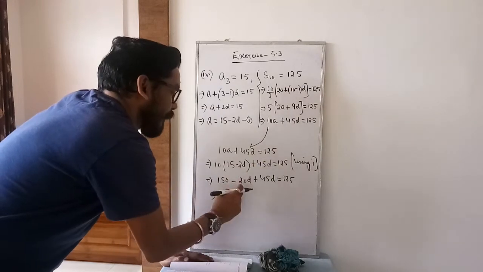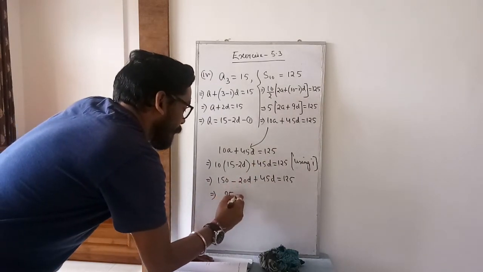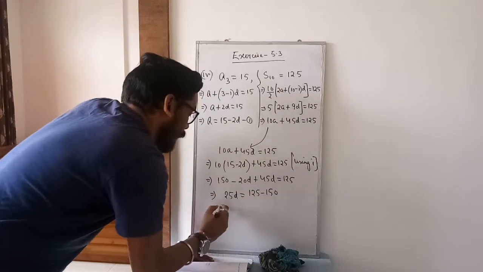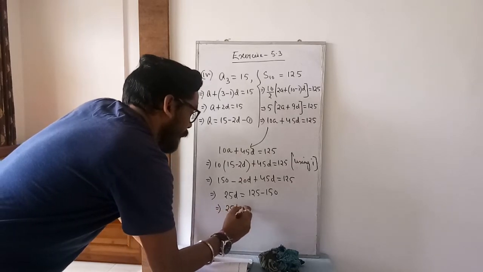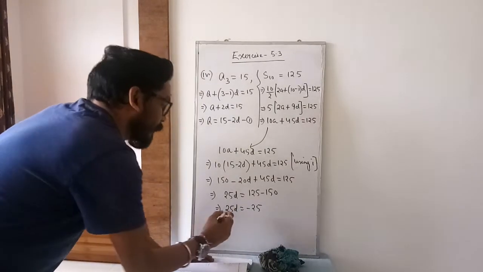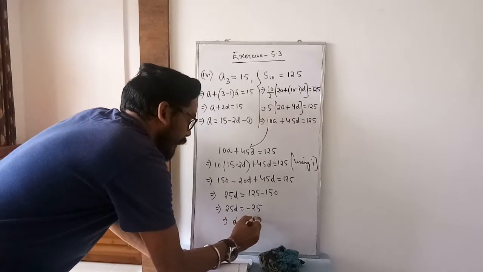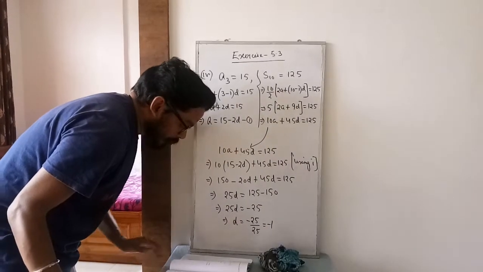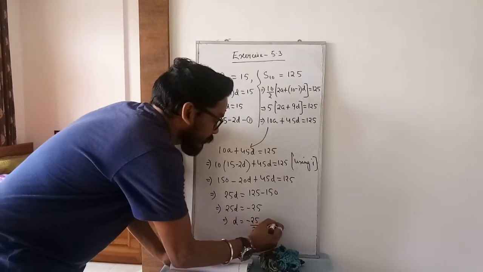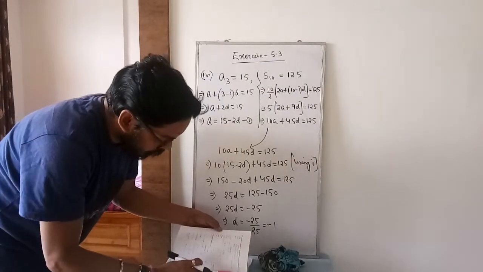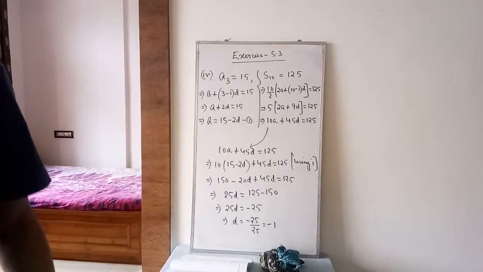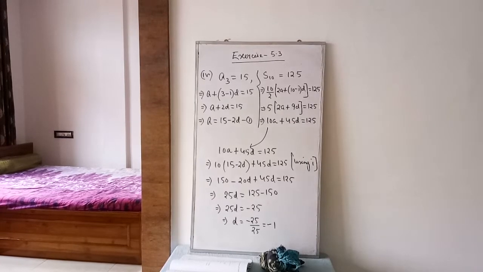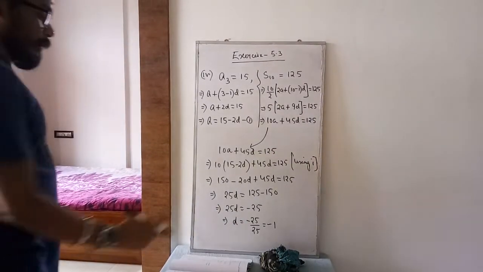So 150 will shift here. Minus 20 plus 45 is 25d. Before the bigger number there is plus, so it is plus, and 125 minus 150. So it is 25d equals minus 25. So your d value is minus 25 by 25, so it is minus 1. Your d is minus 1. So take the screenshot. You can give a star mark also to this sum. So you got the d value.